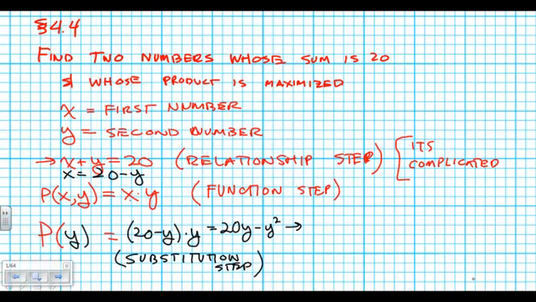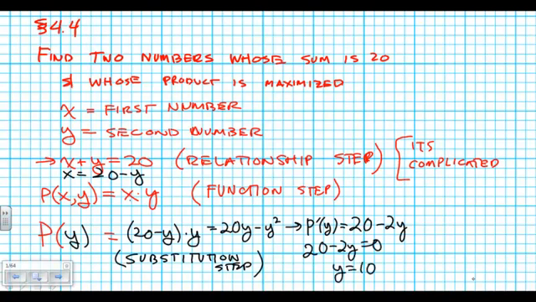Our next step, let's take the derivative. P prime of y is equal to 20 minus 2y. Alex is like, I see my answer coming, and he's right. Yes. When does 20 minus 2y equal 0? When y is equal to 10.